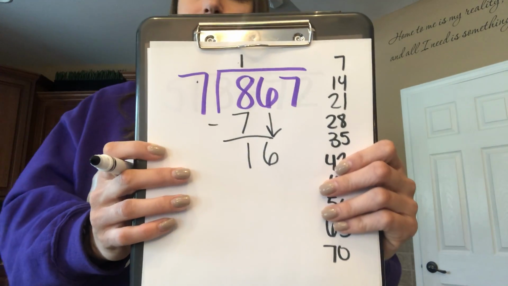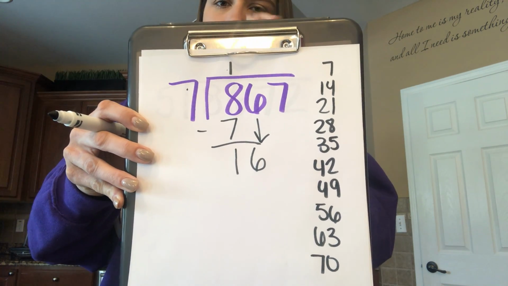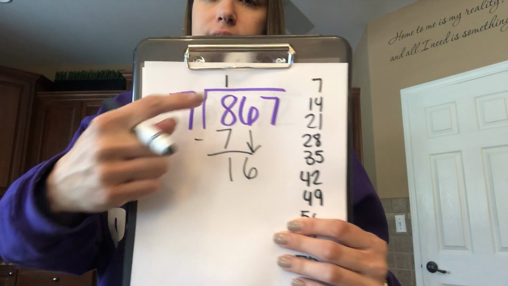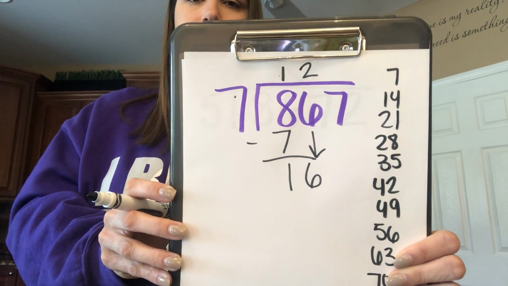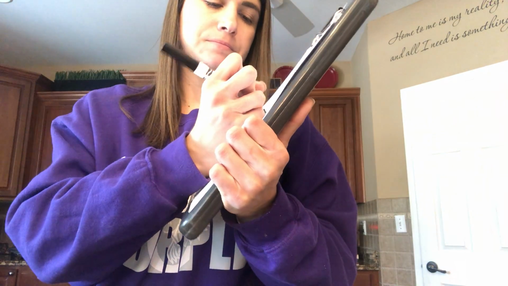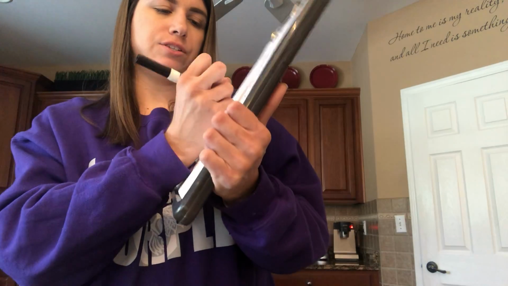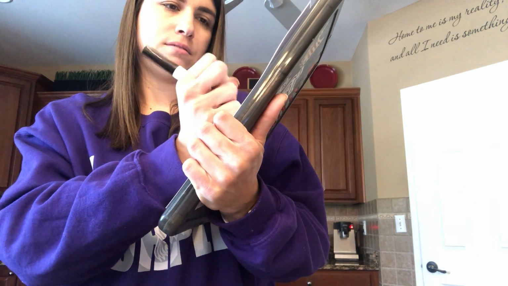So now I'm going to repeat back to division. 16 divided by 7. I'm going to use the 14, which is going to be 2. So 7 times 2. So 2 is going to go on the top. 2 times 7 is 14. I'm going to write that right there. 16 minus 14 is 2. And I'm going to bring down my 7.